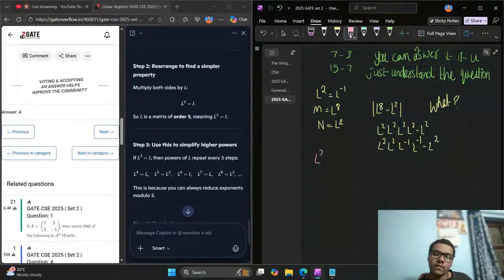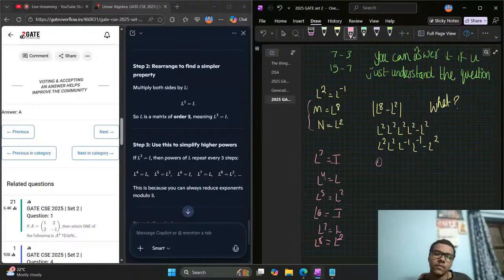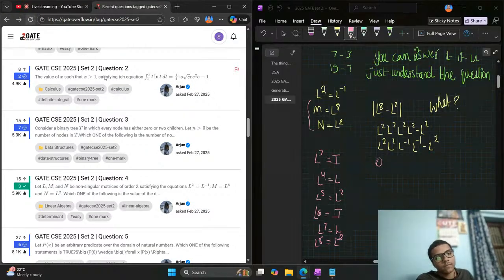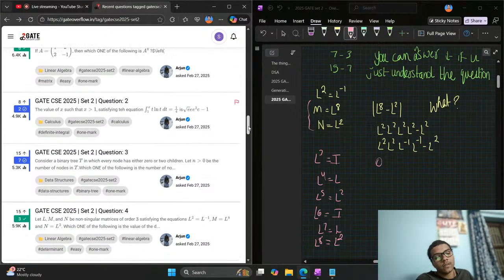So L square is equal to L inverse, L cube is equal to I. L power 4 is equal to L, L power 5 is equal to L square. L power 6 is equal to I, while L power 8 is equal to L squared. So M minus N is 0. Wow. Okay, there is a lot to be done.